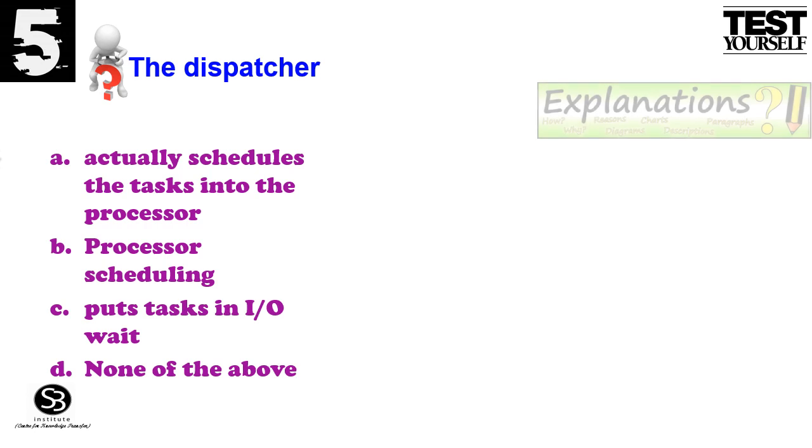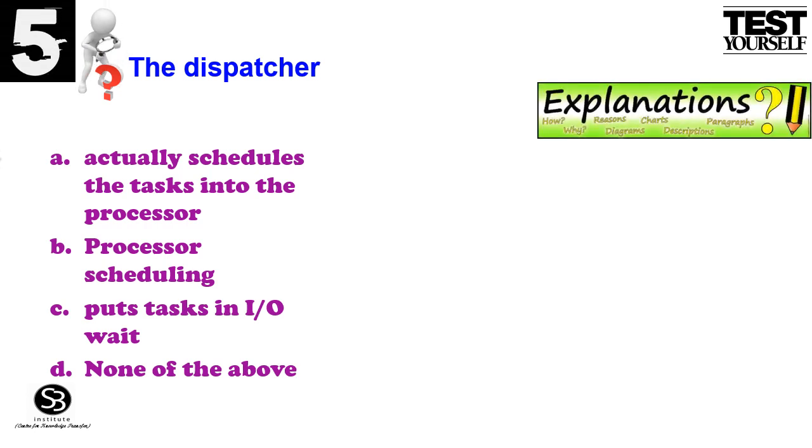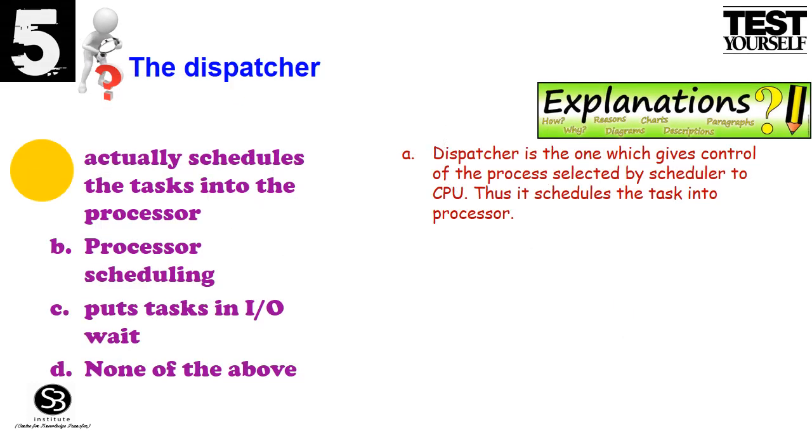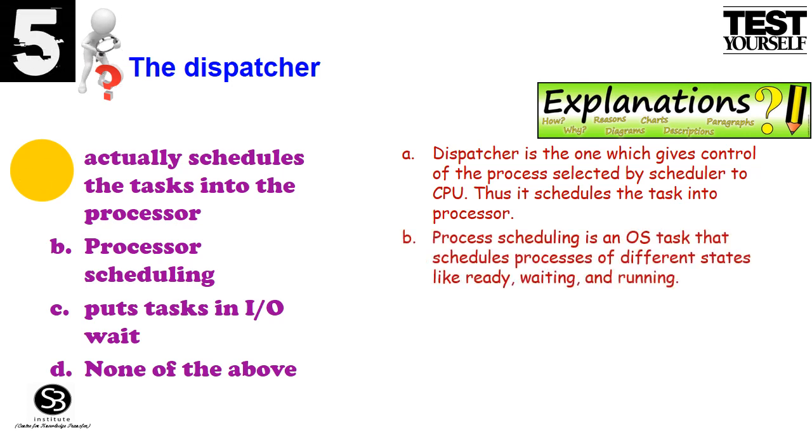Here are the explanations. Option A, actually schedules the task into the processor. Dispatcher is the one which gives control to the process selected by the scheduler to the CPU. Thus, it schedules the task into the processor. Option B, processor scheduling. Process scheduling is an operating system task that schedules processes of different states like ready, waiting and running.